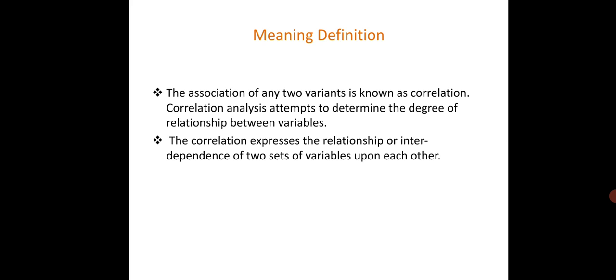Meaning and definition. The association of any two variants is known as correlation. Correlation analysis attempts to determine the degree of relationship between variables. The correlation expresses the relationship or interdependence of two sets of variables upon each other.